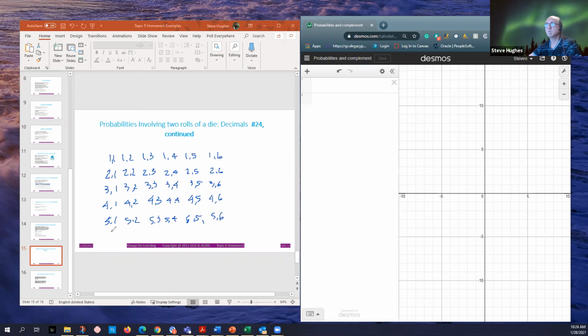I need one more row, right, everybody? I could roll a 6 on the first one and a 1 on the second one. I could roll a 6 and a 2, a 6 and a 3, a 6 and a 4, a 6 and a 5, and a 6 and a 6, right? And those are all the possibilities that I have. I do have an errant mark here. I got to get rid of this little mark here. There we go.